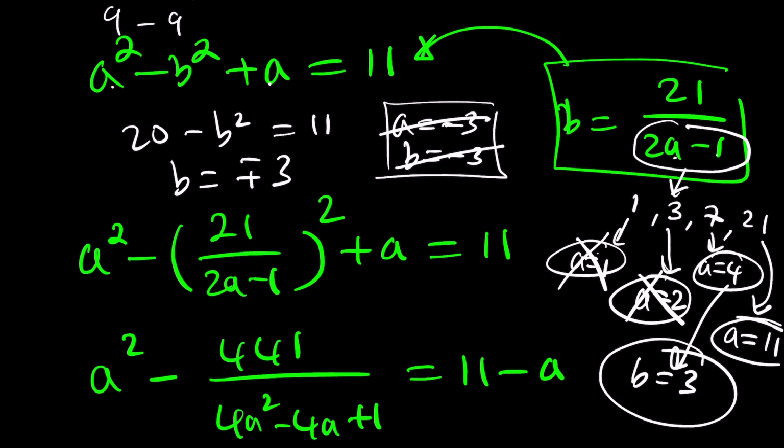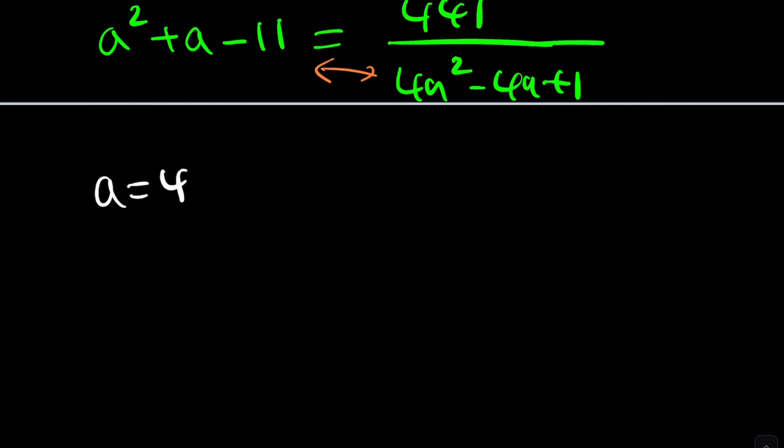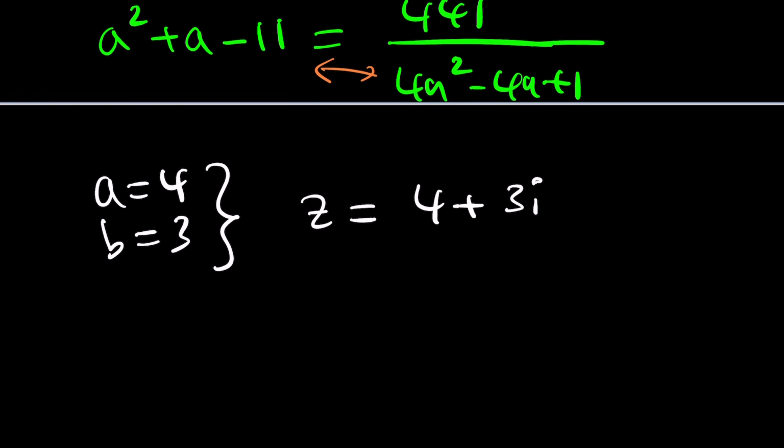What about a equals 11? Let's check it out. If a is equal to 11, then we're going to get 21 divided by 21, which is 1. b is going to be 1 from here. If a is equal to 11, 121, that's too big. It's not going to work. So too bad this doesn't work either. The only pair that works is a equals 4, b equals 3. A equals 4, b equals 3. This means that z equals 4 plus 3i is a solution.